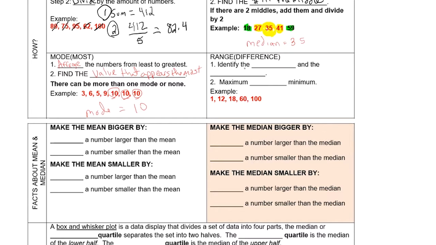Now let's find our range. We're going to identify the smallest and the largest value. Then it's the maximum minus the minimum. So in this nicely ordered set, our minimum is 1, and our maximum is 100. So we're going to do max minus min. So our max is 100 minus our minimum of 1. So that means our range is 99.